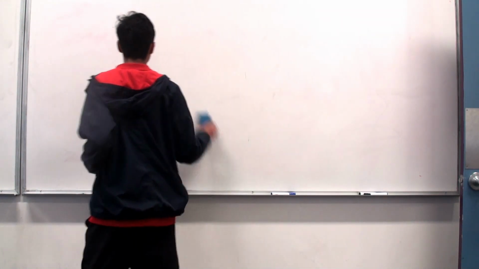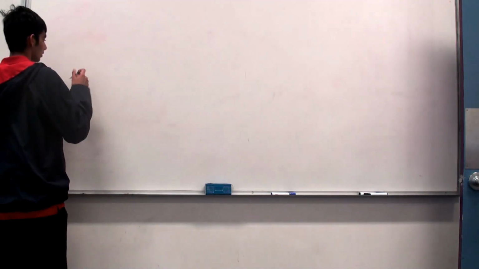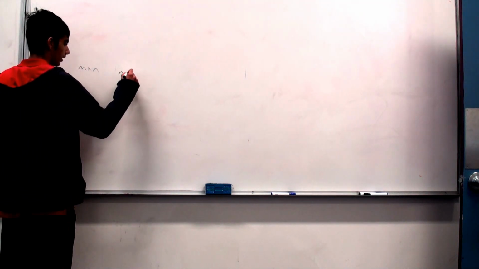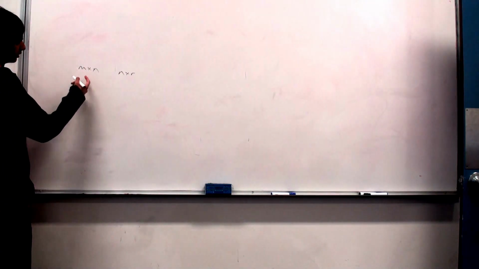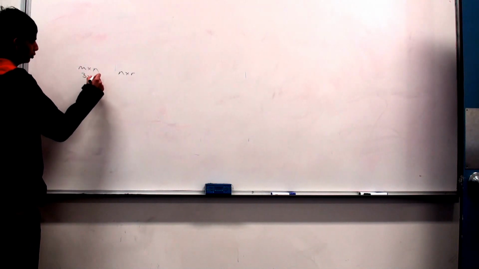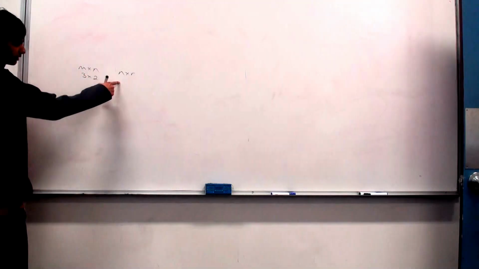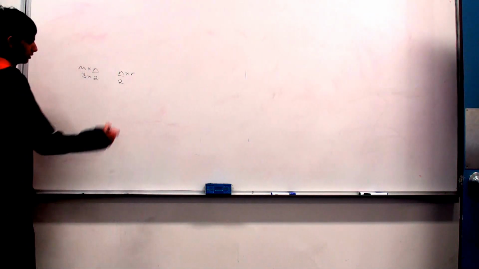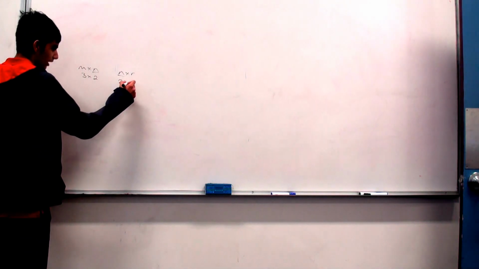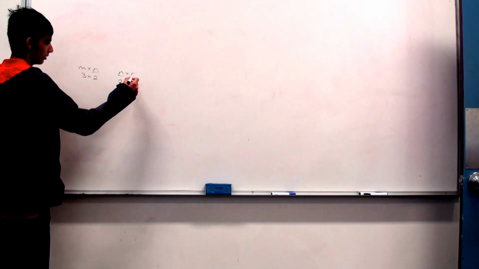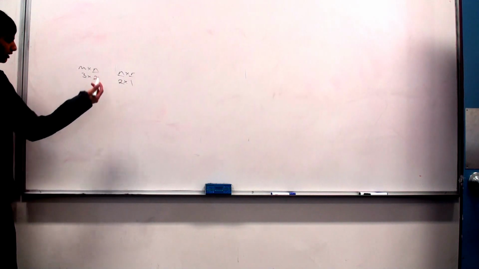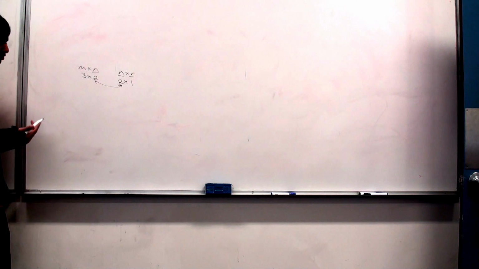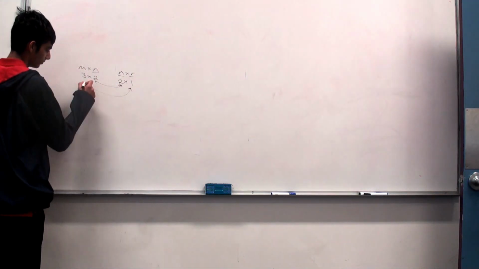Okay, so an m by n matrix times an n by r matrix. So we'll say 3 by 2. And now the second matrix, n must equal 2 to satisfy the multiplication condition, and we'll say 2 by 1. R can be anything. So first we check if it's defined, and yes it is, because 2 equals 2. And the resulting matrix will have dimensions 3 by 1.